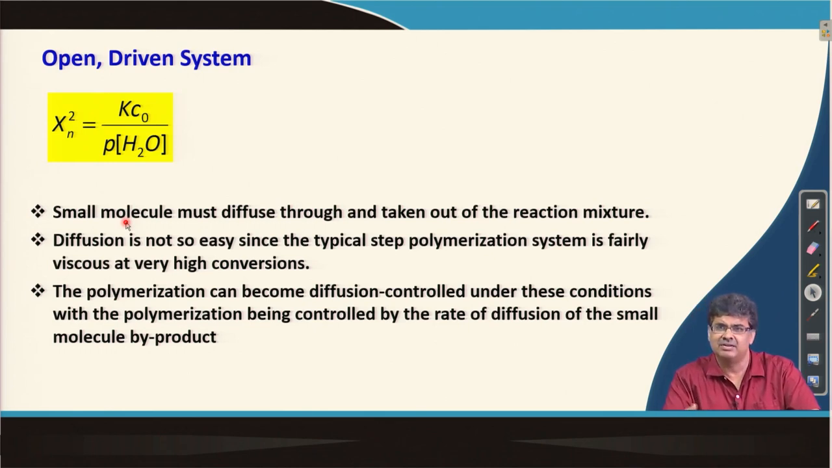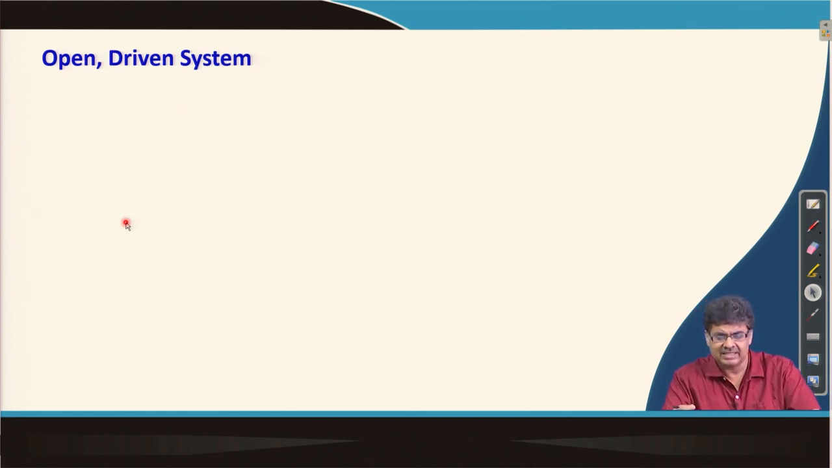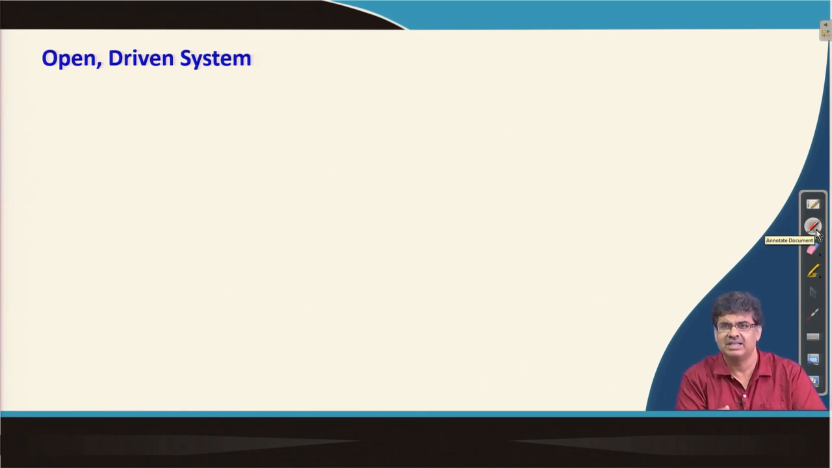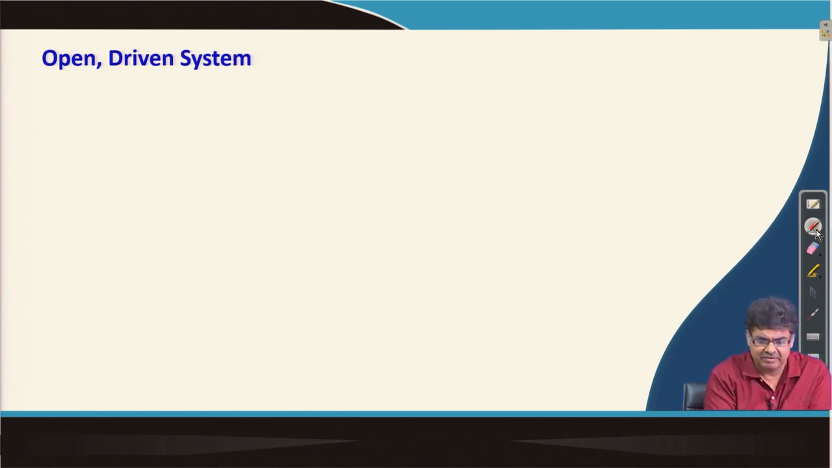But sometimes there's a limitation also. No matter how you design the reactor, or what condition you apply, temperature and stirring, it cannot reach so low a concentration of the molecule, especially when it becomes diffusion controlled. So in that case, it is the responsibility of the chemist to design the monomer differently, so that you can increase the K value. If you increase the K value, then you can afford a little higher amount of small condensate in the reaction medium to build a high molecular weight. I'll give you one example.